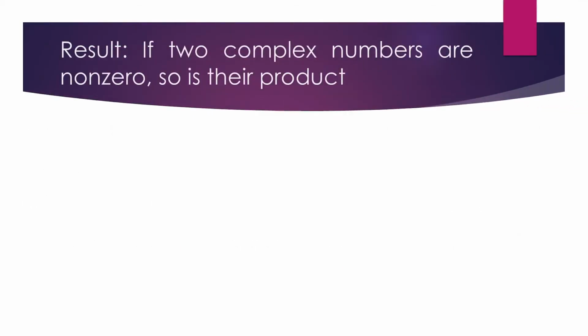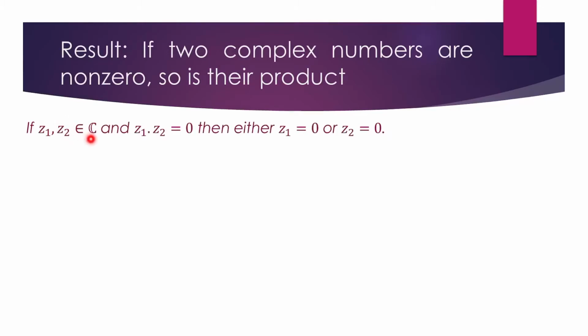Now we will see one result. It's an already known result: if two complex numbers are non-zero, so is their product. So if you multiply two non-zero complex numbers, you will get a non-zero complex number. Or in other words, if Z1 and Z2 are two complex numbers and Z1 times Z2 is equal to 0, then either Z1 equals 0 or Z2 equals 0. That means at least one of Z1 and Z2 will be 0.